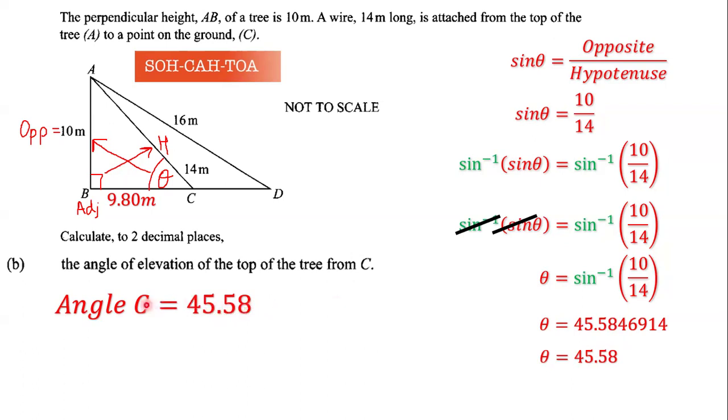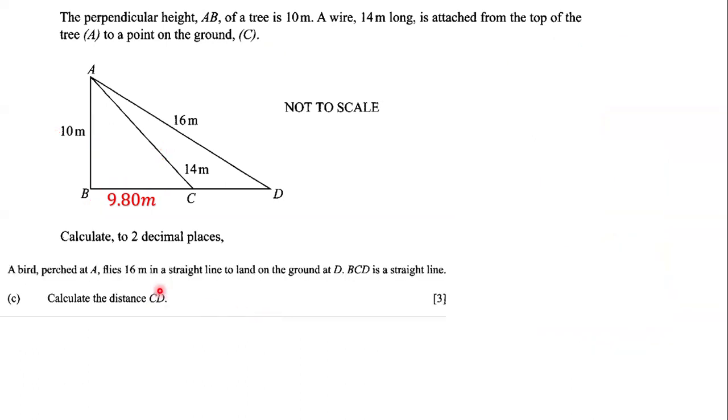45.58 degrees, and that's angle C. Next, we have this question here. They said that a bird perched at A flies 16 meters in a straight line to land on the ground at D. BCD is a straight line. Calculate the distance CD. All right, so what they want us to do is calculate this distance, CD. What is the length of CD?